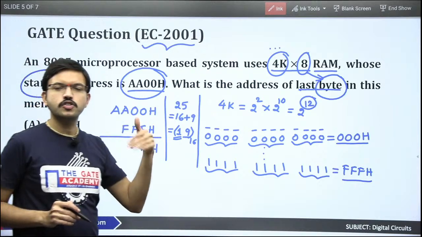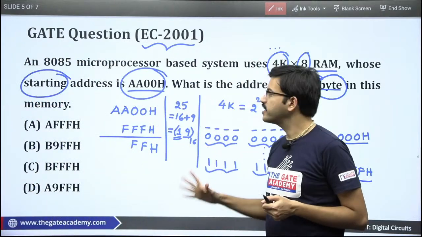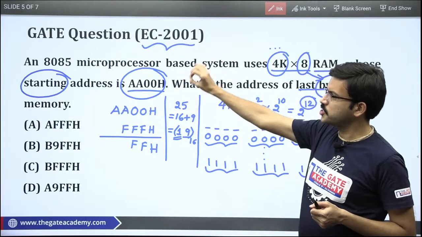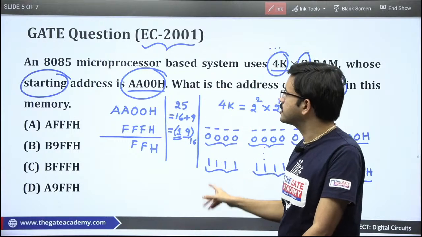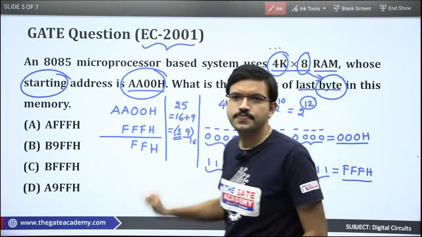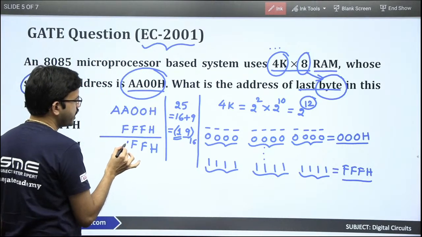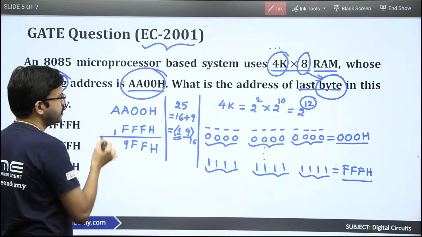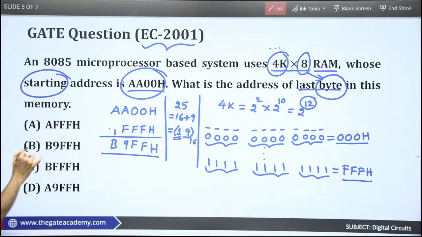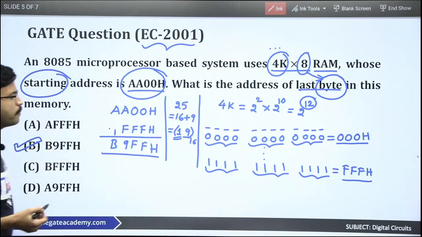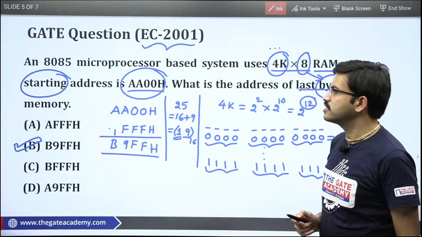That's why I have told you repeatedly not to leave the session when I discuss the microprocessor. The question here is about the microprocessor, but to answer it you require concepts of the first chapter. So here you will get 9 as the sum and 1 as the carry. A plus 1 is B. So that means B9FF. Option B is the correct one.